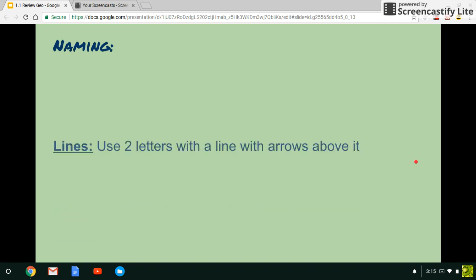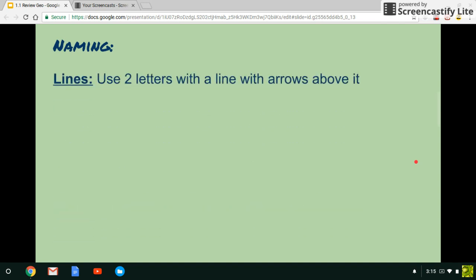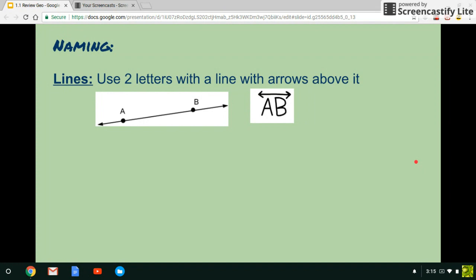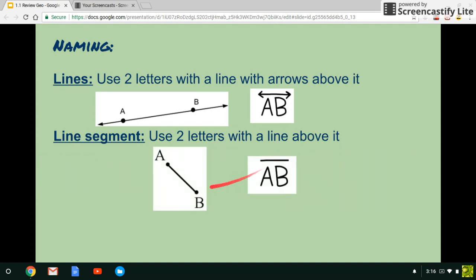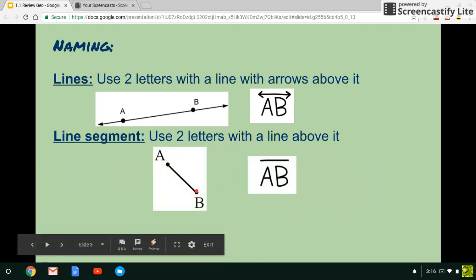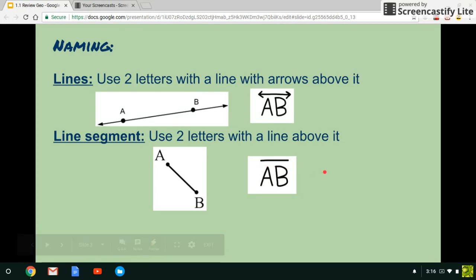Okay, so next we want to go on to naming lines. To name a line, you want to use two letters of points that are on that line with arrows above it. So this is line AB, and we just label it as AB with a line above it with arrows. And then for a line segment, we do something similar. For line segment AB here, we just have AB with a line above it without arrows to show that it's a line segment instead of a line.